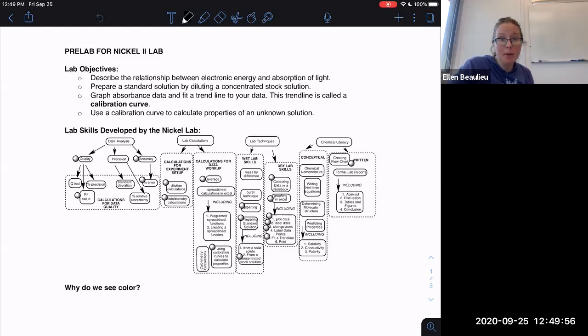The nickel lab is a lab that helps you relate energy and light to a property of a solution. You're going to have a solution that has nickel in it. That solution has a bright greenish color, and you're going to determine how much nickel is in an unknown sample by using what's called a calibration curve. A calibration curve helps you calibrate how an instrument responds to a particular analyte, in this case, nickel 2.